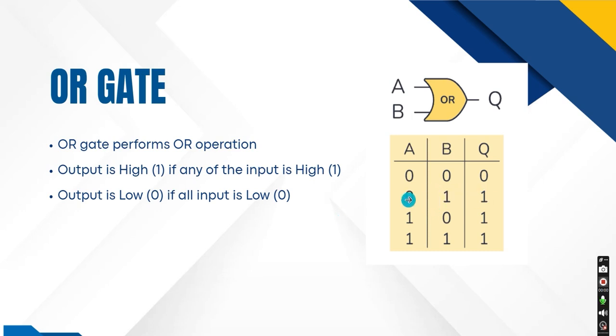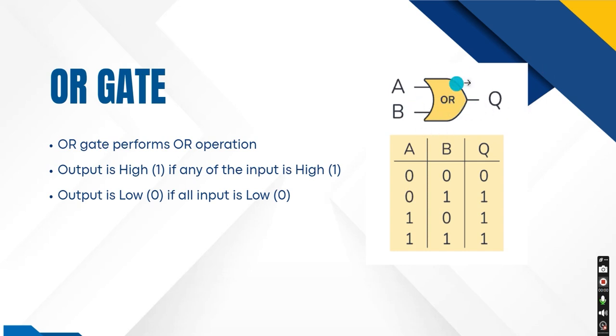For this row, I have A input as 0, B input as 1. Because from the condition, if any of the inputs is high, that is 1, the output Q is expected to be 1. Here A is 1, but B is 0, but we say that any of the inputs should be high for the output to be high. For this last row, both inputs are high, so the output should be high. So this is the truth table operation of the OR gate, and this is the condition of the OR gate, while this is the circuit diagram of the OR gate.